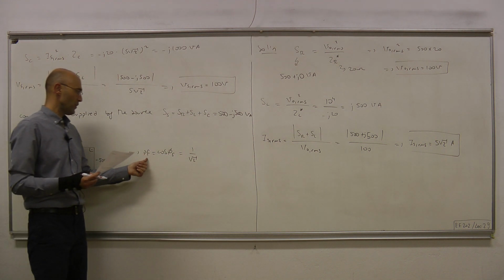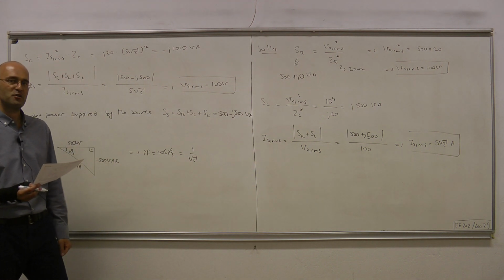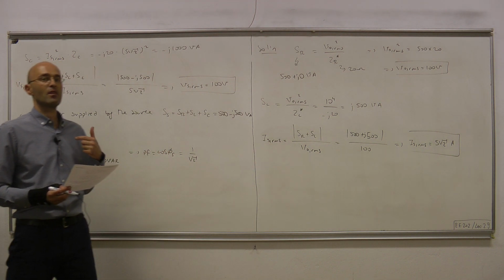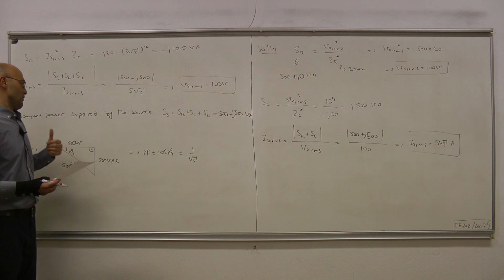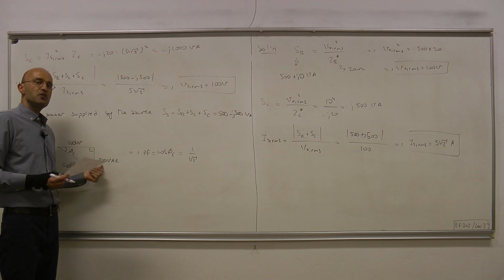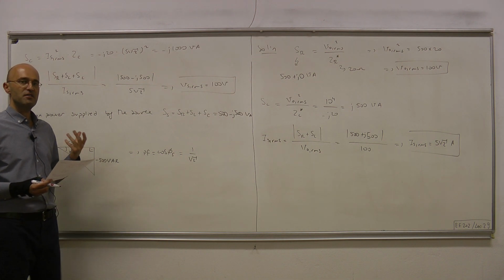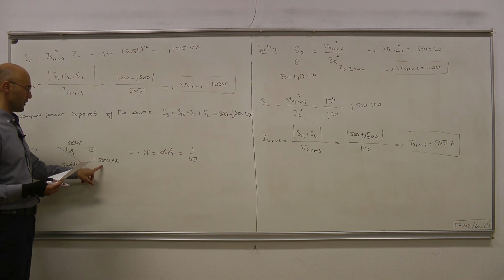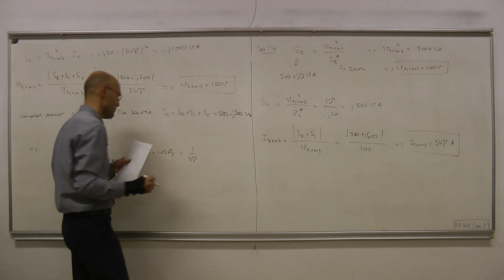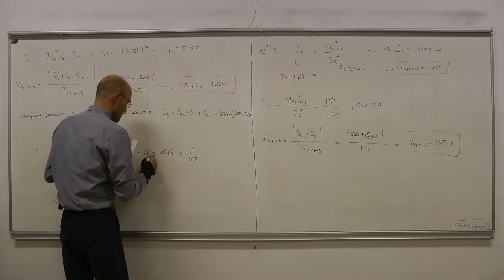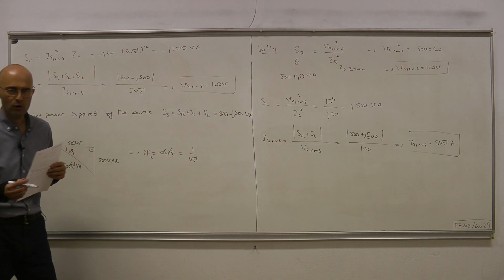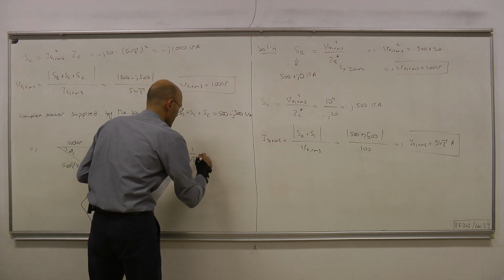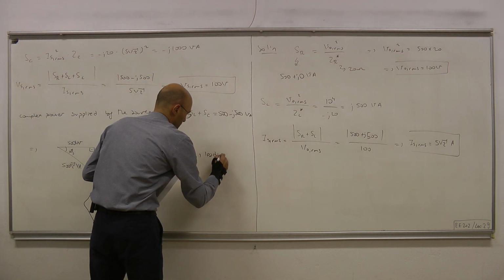Now, as for this power factor, we have to also specify whether it's leading or lagging. For that, we look at the sign of the reactive power. If it's positive, it's lagging. If it's negative, it's leading. In our case, it's negative. Therefore, the power factor of the source equals 1 over square root of 2, leading.